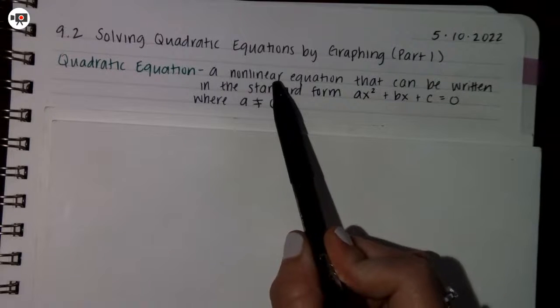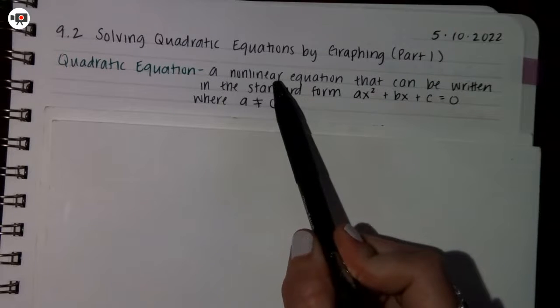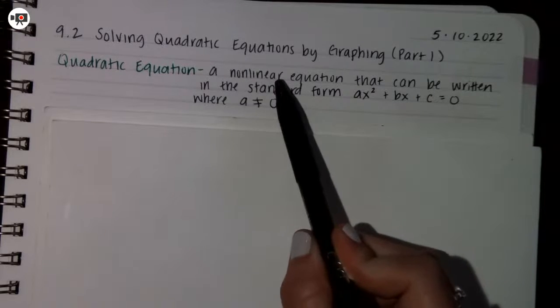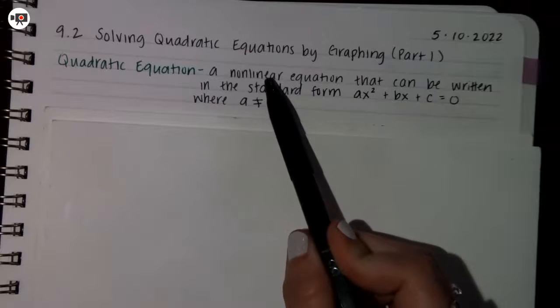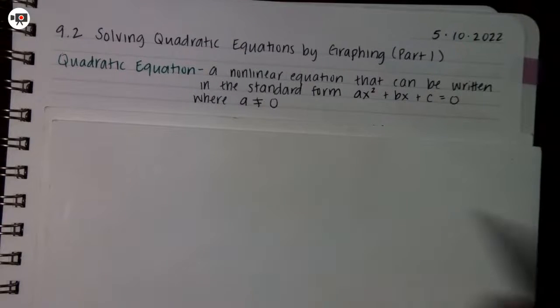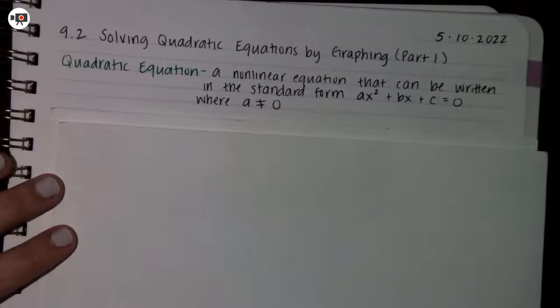It says it's nonlinear. Everything that we have done up until this point has been graphing linear equations, which is a straight line. So if this is nonlinear, that means this is not a straight line. So it's going to be a little bit different than what we've done before, but just as we graph everything else, we can graph a quadratic equation.